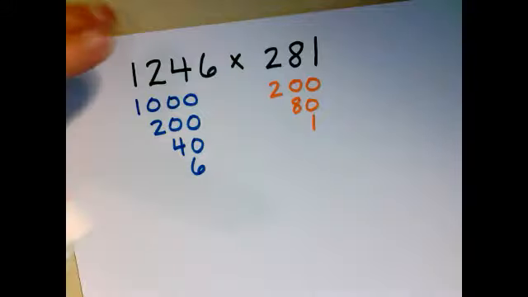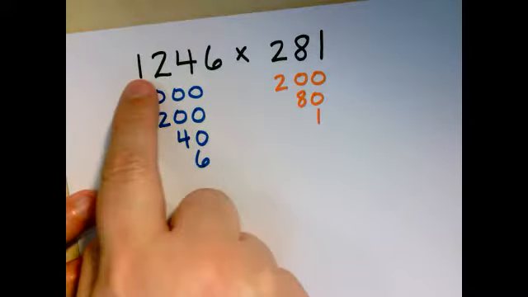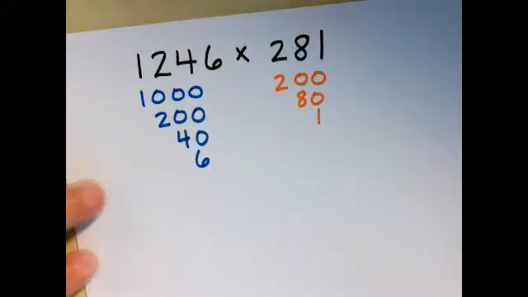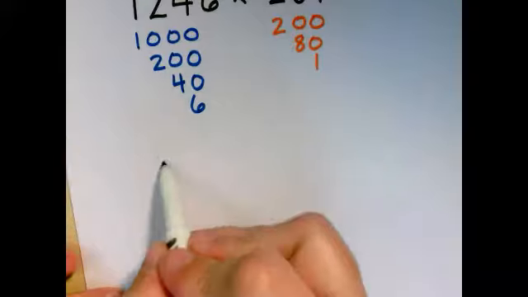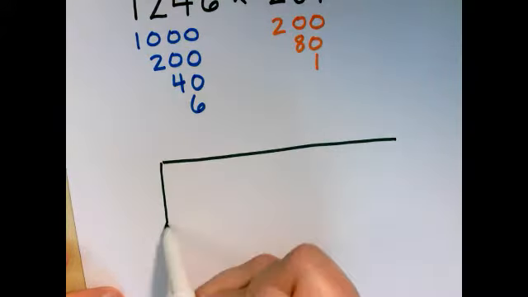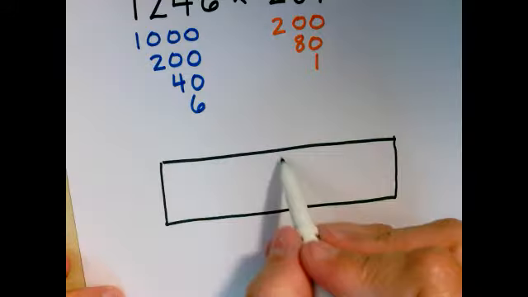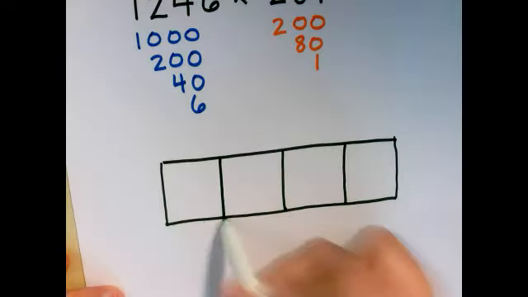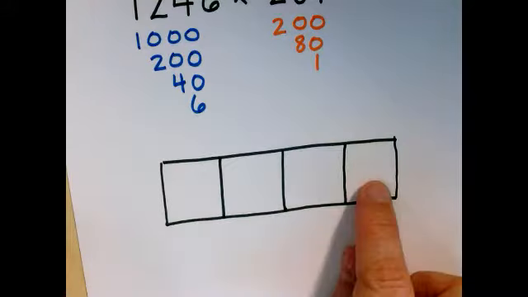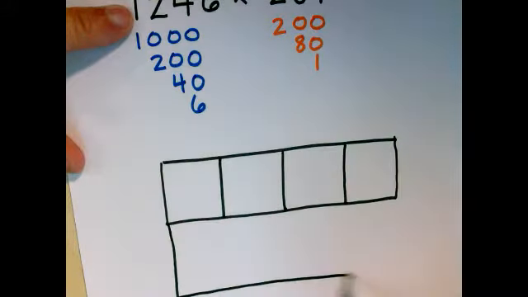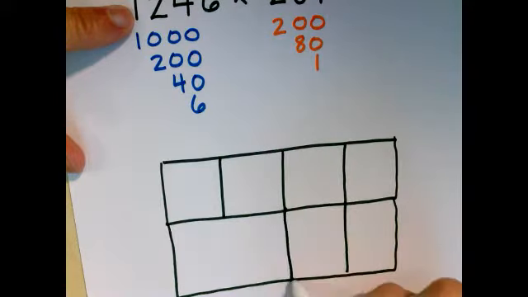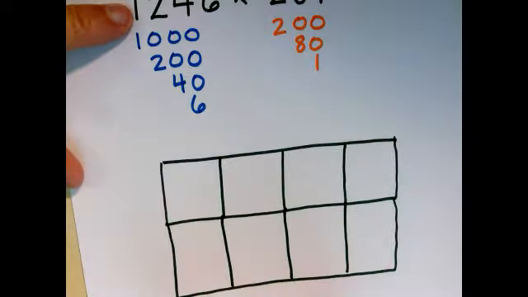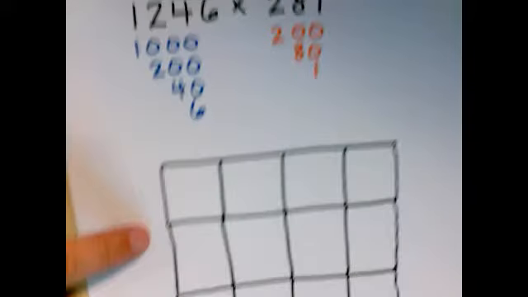So to draw this particular area model, I see I have a 4-digit number times a 3-digit number. I could do this several different ways. I'm going to start by just drawing out. Sometimes I think for kids it's easier to go one row at a time. So here's one row of 4. There's another row of 4. And here's my last row of 4. So now I have a grid that's 4 by 3.